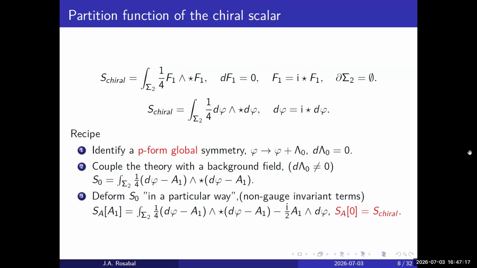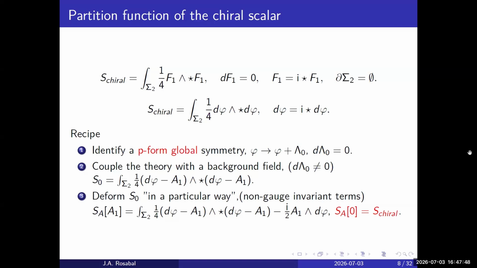And in this sense, we are going to proceed similarly to the previous example for the M5 brane, for this kind of theory. I'm going to present this in these three steps. This recipe is the one I'm going to follow to extend the idea to the calculation of the partition function of M theory, the whole M theory.